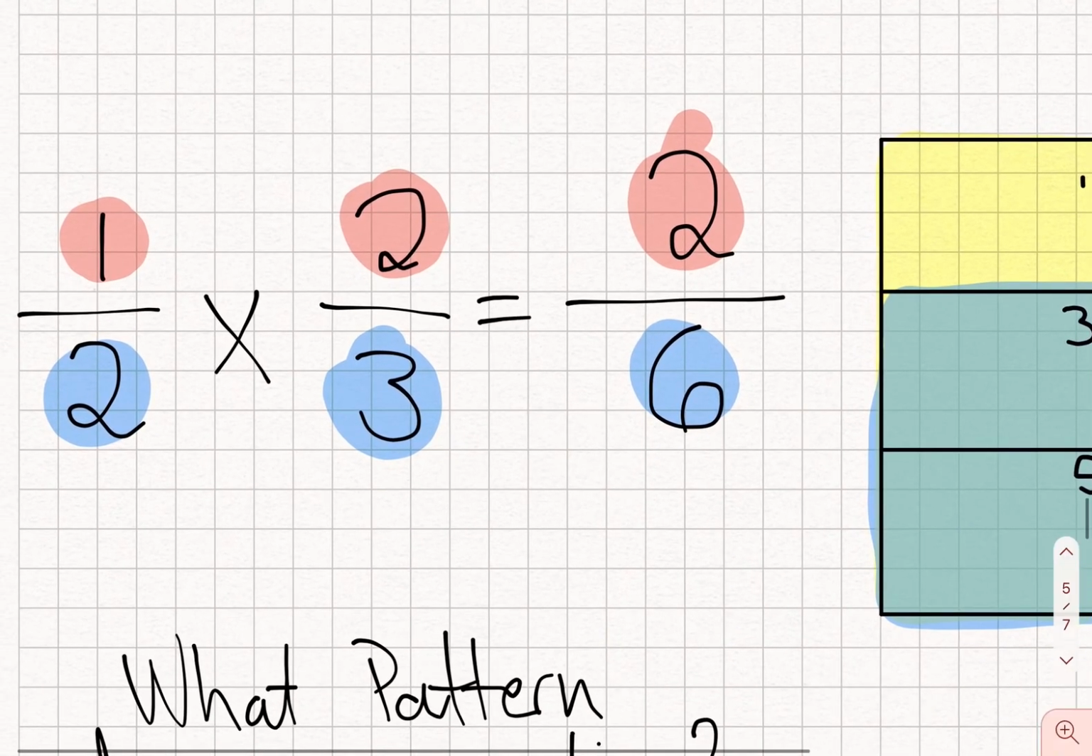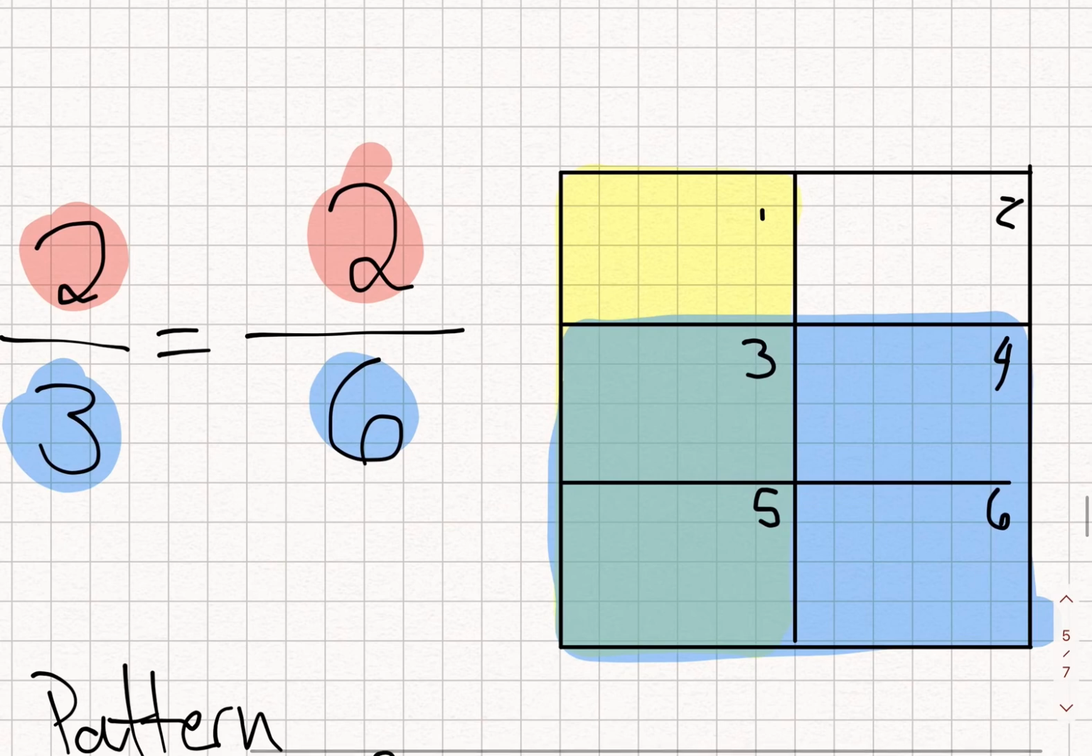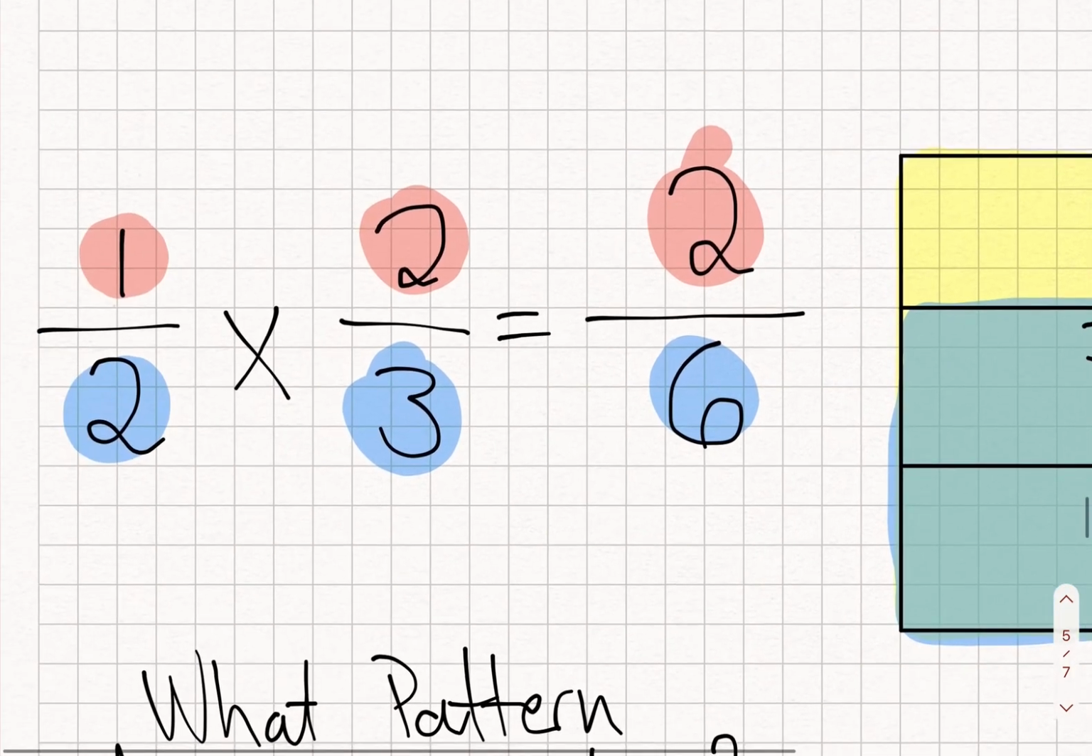Let's move on together. Let's do the same thing for our second problem here. We had 1/2 times 2/3. We shaded in 2/3 here. Then we've shaded in 1/2, and we found what is 1/2 of 2/3. That's what this green part represents.